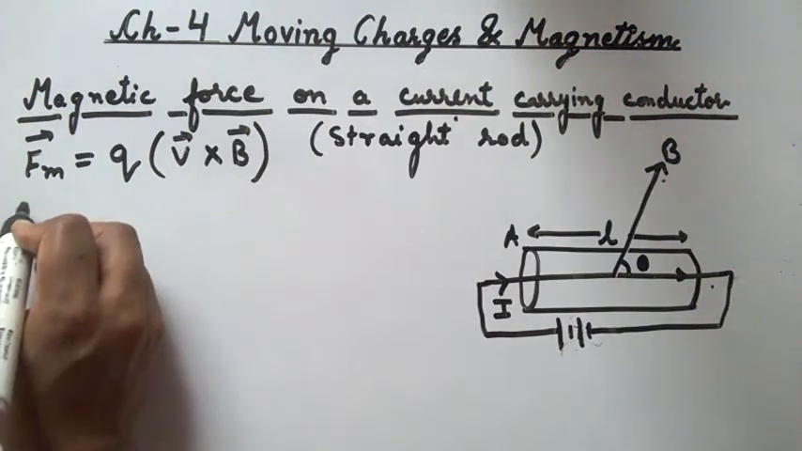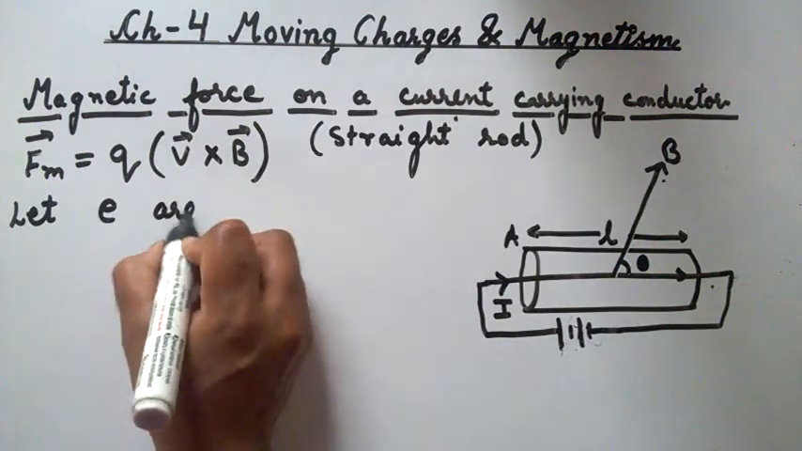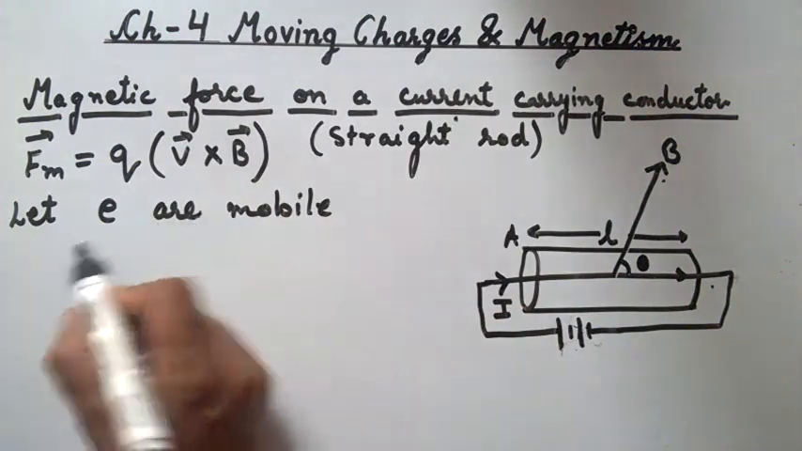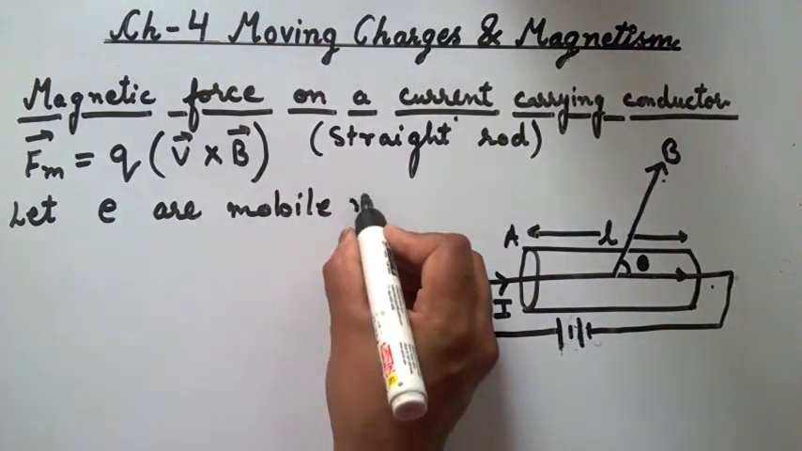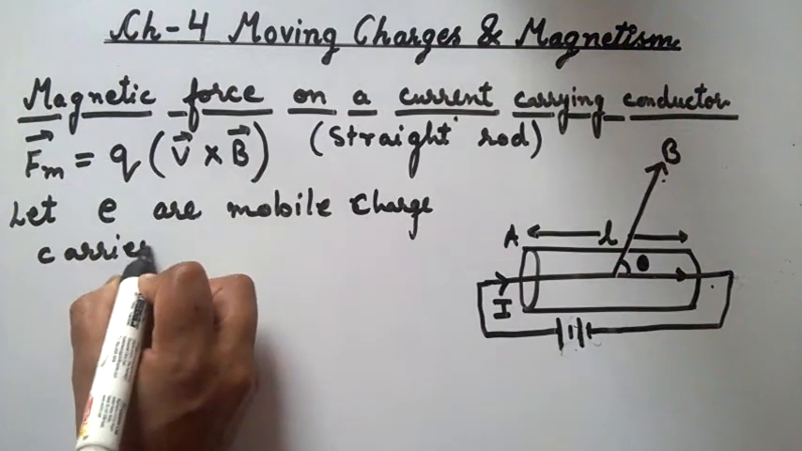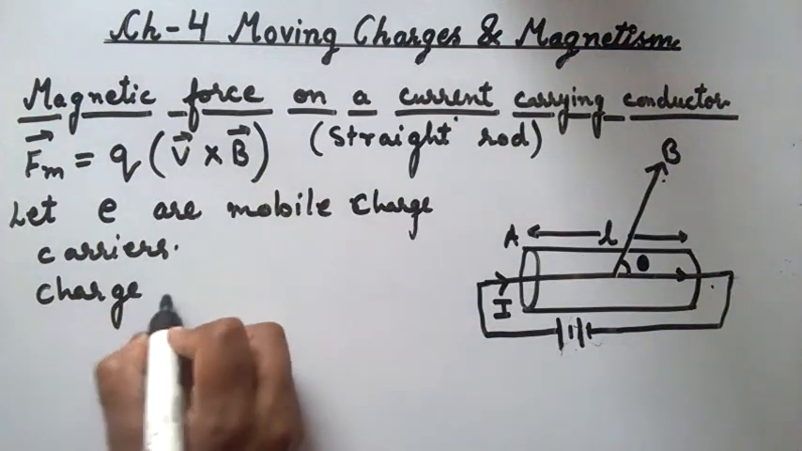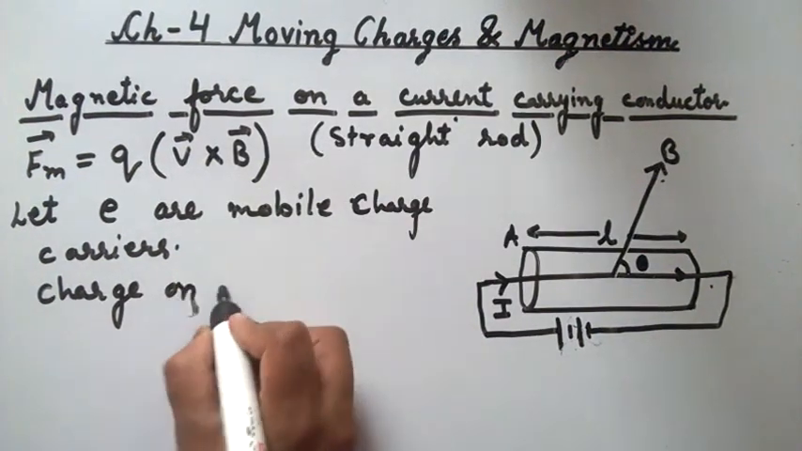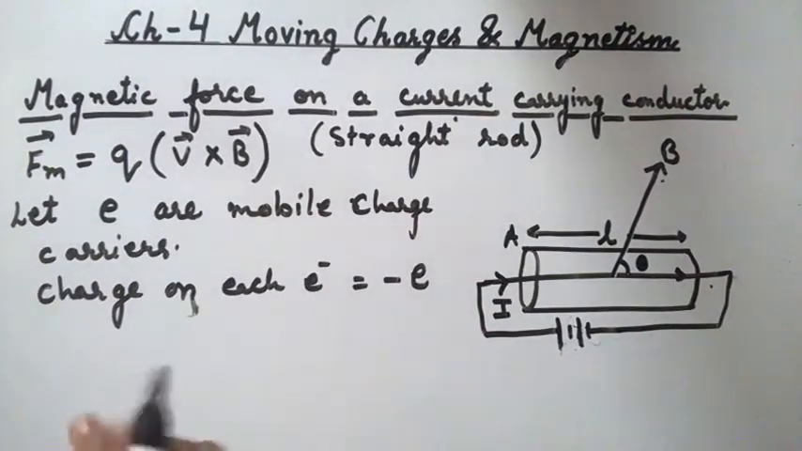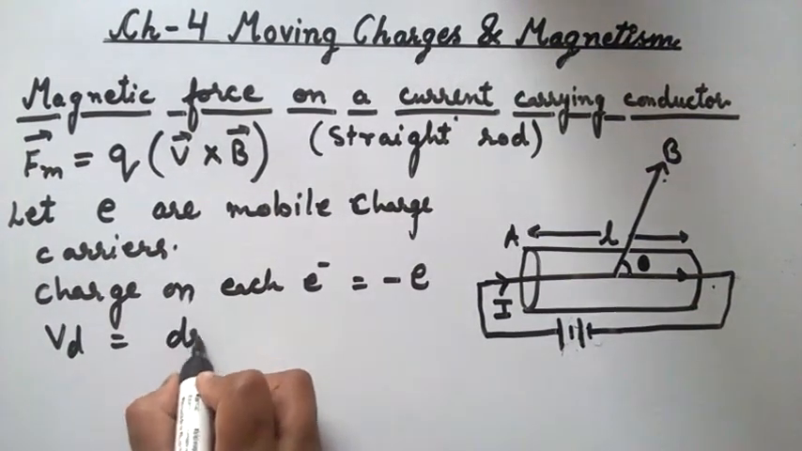Here let the electrons be the mobile charge carriers, that is, the movement is because of electrons, and the charge on each electron is minus e. Drift velocity is Vd.